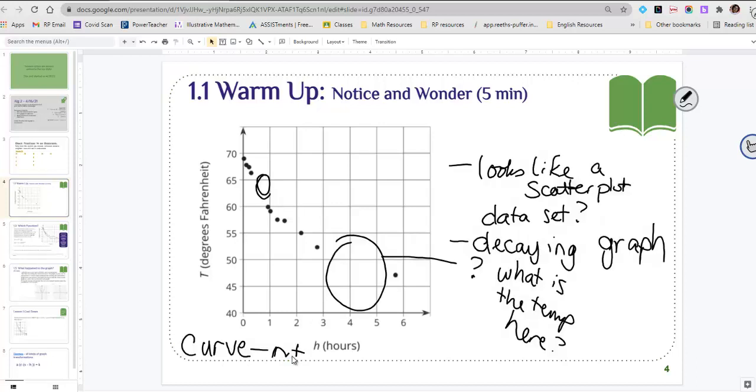My calculator or my computer's having some kind of fun issues. Love it. I wonder if it's my cursor. I love technology sometimes.